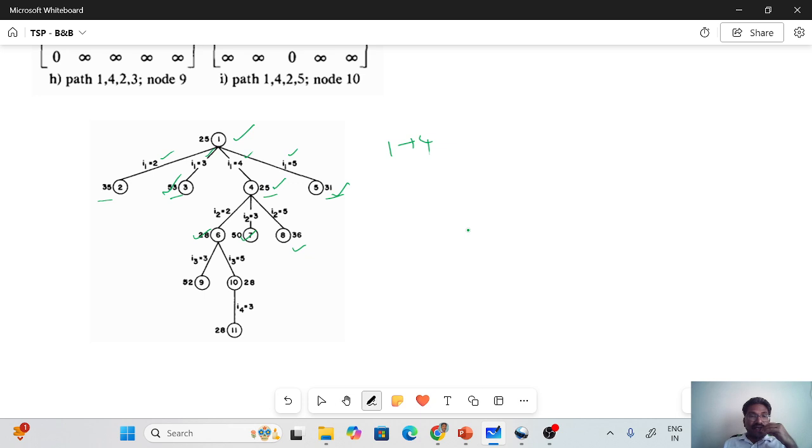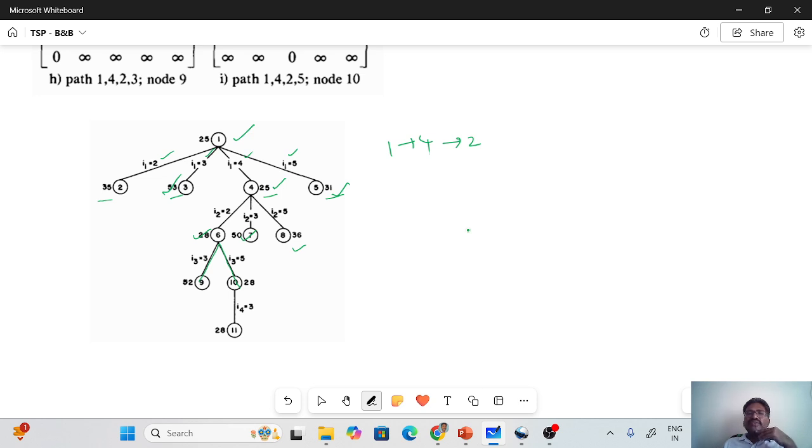Once you generated these live nodes, 2, 3, 5, 6, 7, 8, observe the minimum value: 35, 53, 31, 28, 50, 36, which is the minimum? 28. So that means 4 to 1 to 4, then 4 to 2 fix. Then the possibilities are 3 or 5.